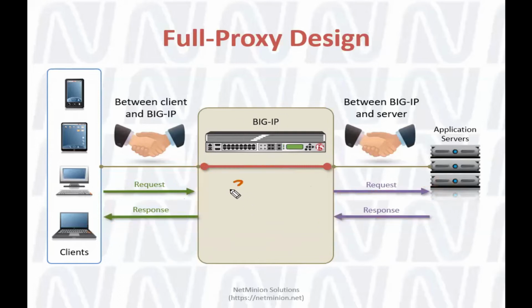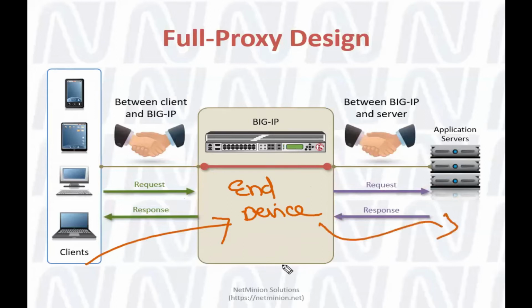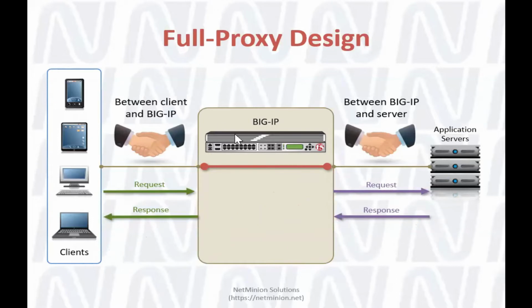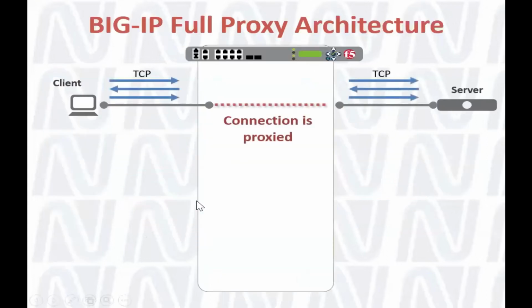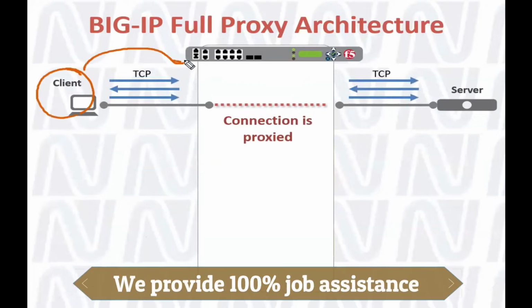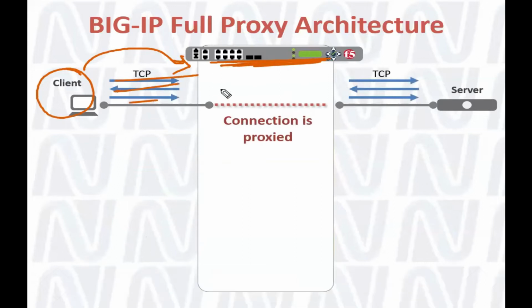I will say this is the end device for the client, and for the server, it is acting as a full proxy, forward proxy and reverse proxy both. That is the reason it is named as full proxy. So F5 is full proxy. You will see there are how many TCP handshakes this time? There are 2 TCP handshakes happening. One time when the client is initiating the traffic, it is going where? It is going to the F5. TCP handshake, you can see.